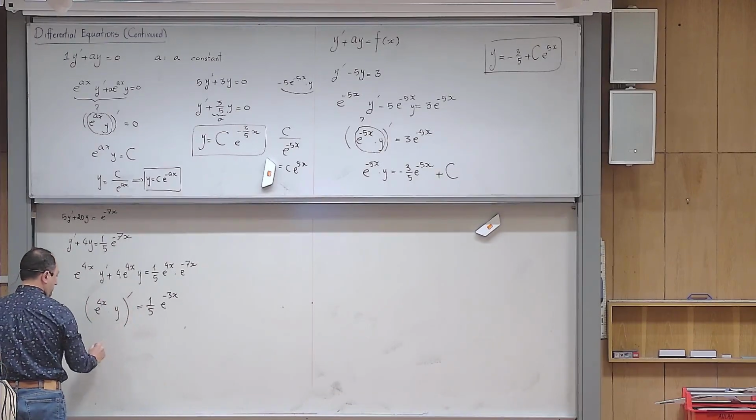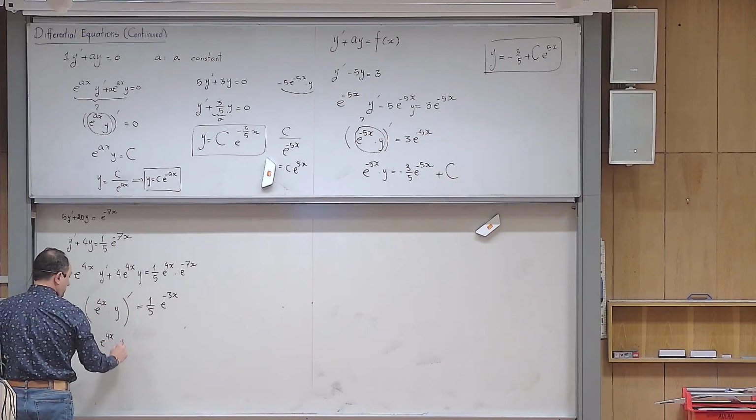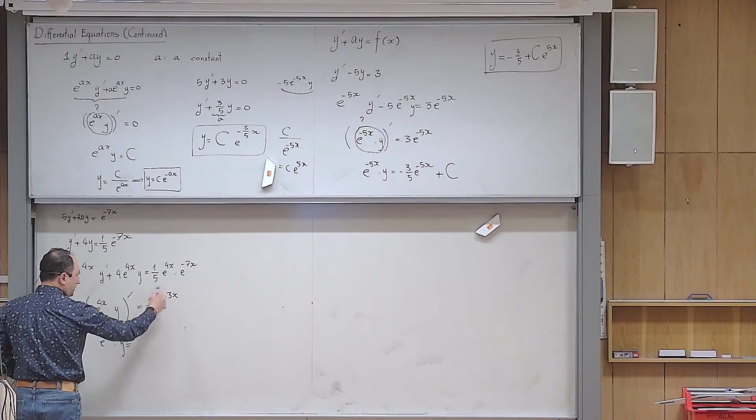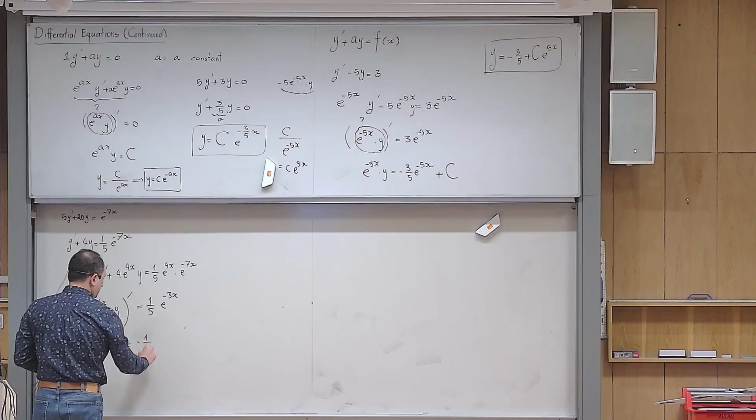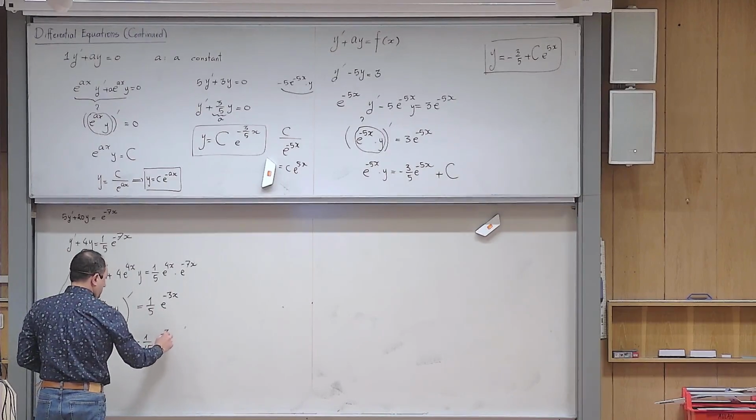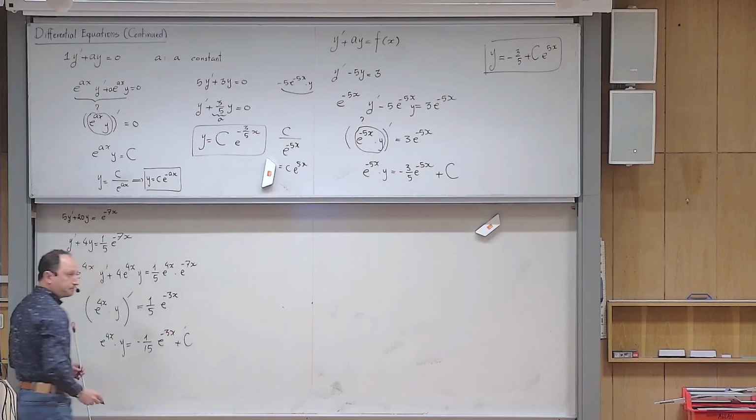Again, if I want to find the question mark, I should ask myself: this is a function whose derivative is this one. So if I want to find this function, what should I do? I need to find the primitive function for this. What's the primitive function for that? It's minus 1 over 15 e to the power of minus 3x plus a constant c.